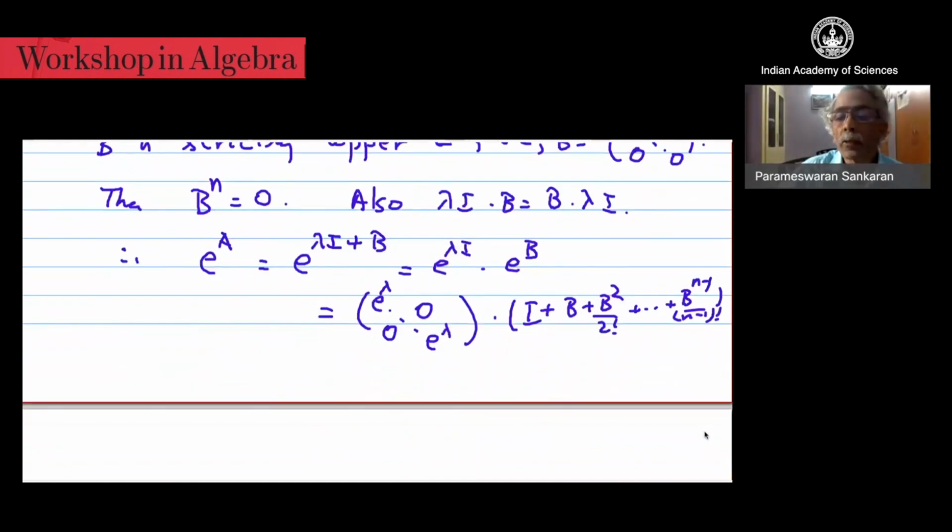So in principle, at least, you can compute this polynomial because you know everything about B. You see, when you take powers of B, the number of zeros keeps increasing. The non-zero things get shifted in the northeast direction, so to say. So now you can compute this. This is a scalar matrix. Whatever it is, you just multiply each row by e power lambda, and that will give you e power A.